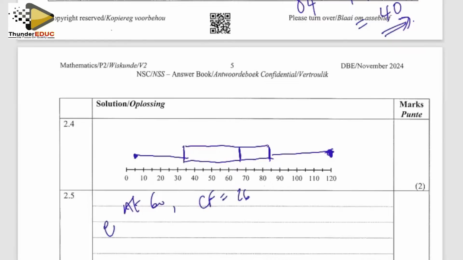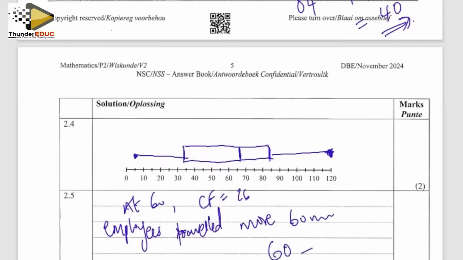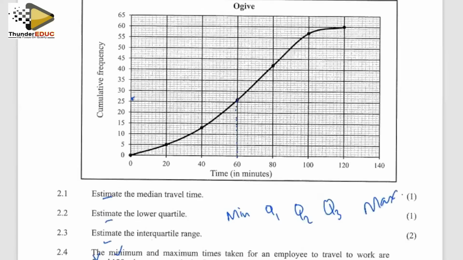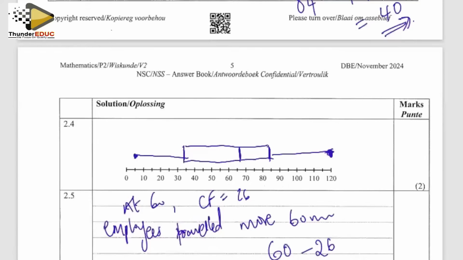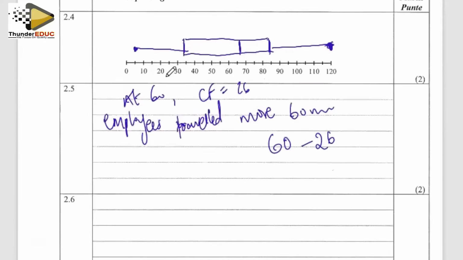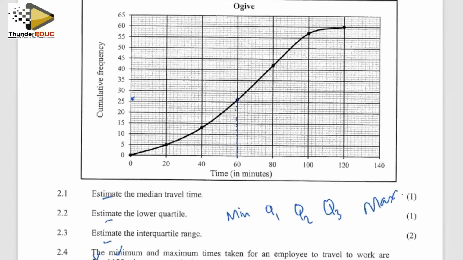So the employees that traveled more than 60 minutes will be 60 minus 26, because we remember we're looking at a total of 60 employees. So 60 minus 26, that is a 30 what? It is a 34.